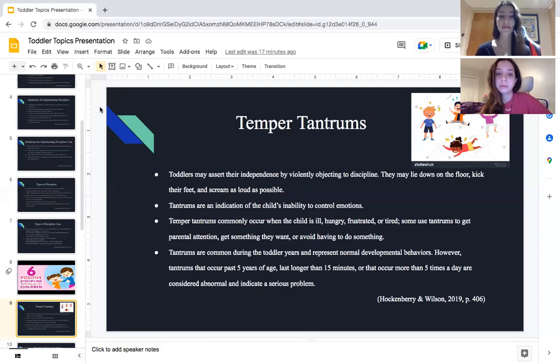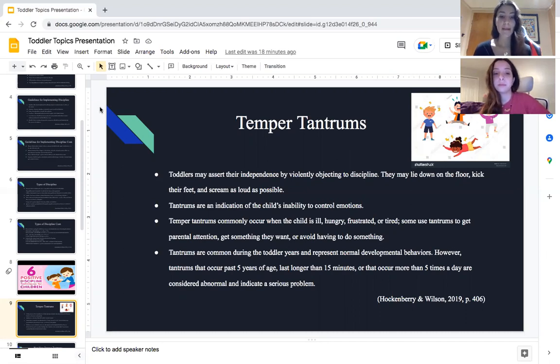Temper tantrums commonly occur when the child is ill, hungry, frustrated, or tired. Some use tantrums to get parental attention, get something they want, or avoid having to do something. So when temper tantrums occur for whatever reason, let's say that child is having a tantrum because he wants to get something. If that parent is consistently giving in, it teaches a child that having a temper tantrum is a way to get what they want. So it's really important for a parent to not give in to temper tantrums, because then they're reinforcing that behavior.